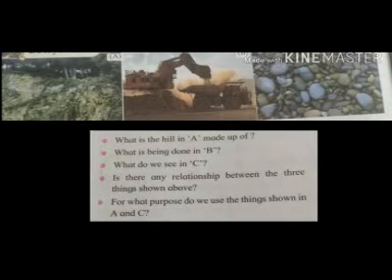So these are the three pictures which I was supposed to show you. Figure A, figure B and figure C. So the questions are, what is the hill in figure A made up of? Question 2 is, what is being done in figure B? Third question is, what do we see in picture C?